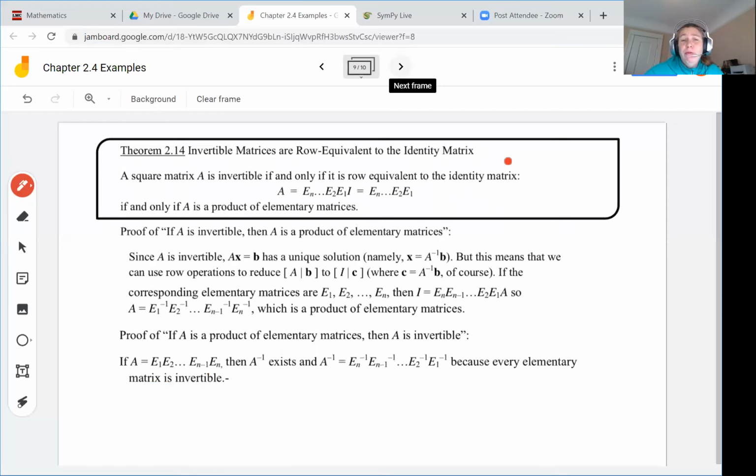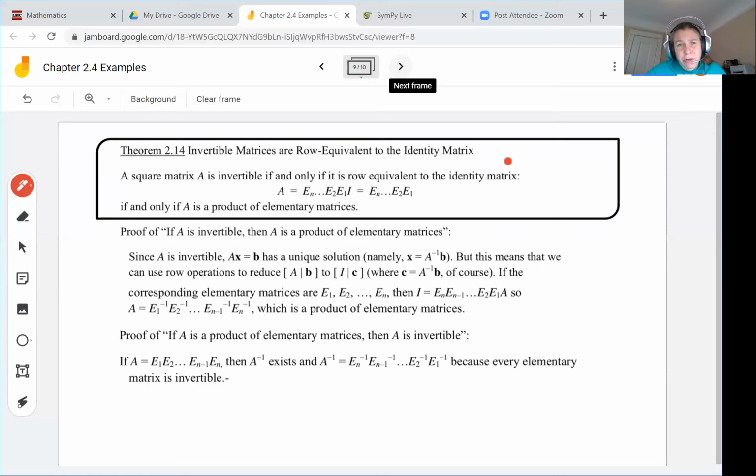All right, Theorem 2.14 says that invertible matrices are row equivalent to the identity matrix. So remember, a matrix is row equivalent if we can multiply it by elementary matrices to get the resulting matrix. So 2 matrices are row equivalent when one is the product of elementary matrices. So a square matrix A is invertible if and only if it is row equivalent to the identity matrix.